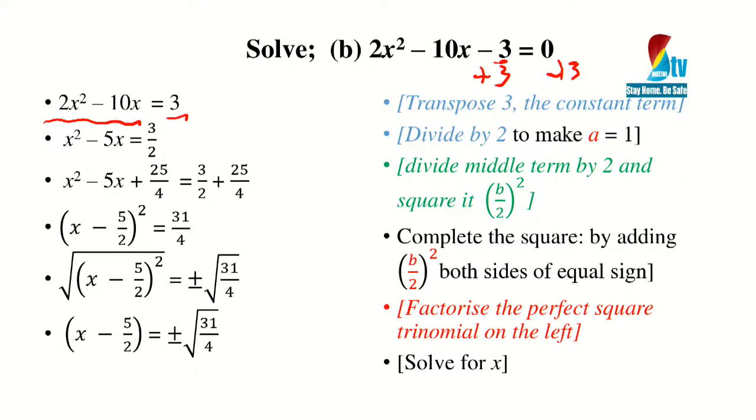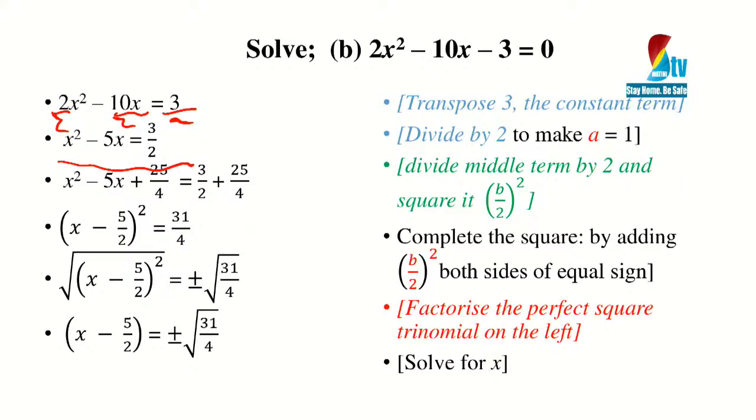Now, in order to complete the square, always make sure that the coefficient of x squared is 1. Since in our example it is not 1, we have to divide by whatever is multiplying the x squared. In this case, it is multiplied by 2, so we divide by 2 right across, so that the coefficient of x squared is 1. When you divide by 2 right across, we get this equation: x squared minus 5x is equal to 3 over 2.